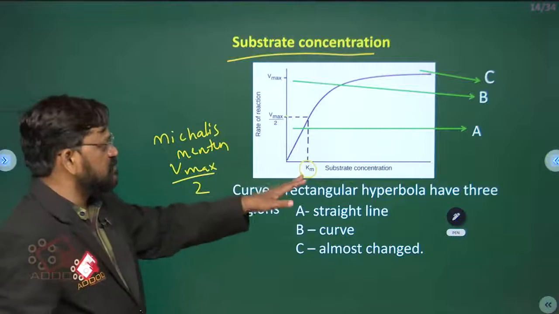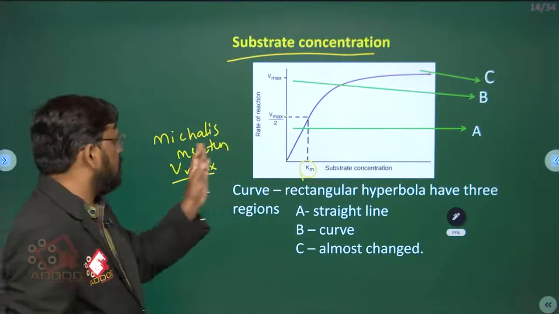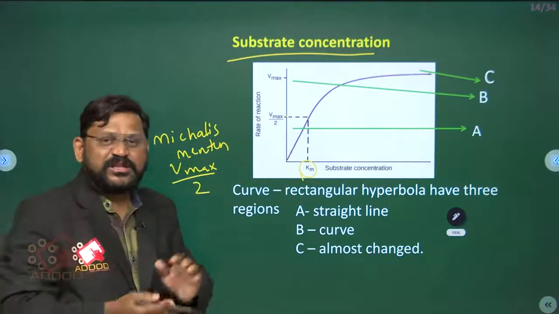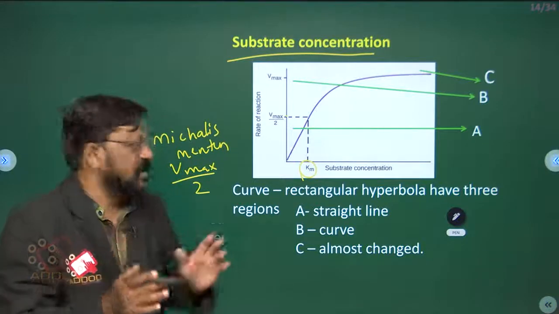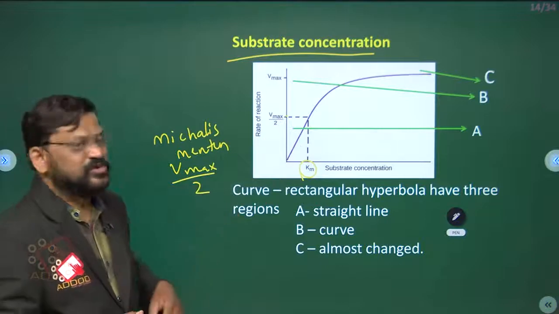Means what is Vmax by 2, what is Km value, and what is the Michaelis Menten constant? It means the substrate concentration required to cause half of the reaction, which is called Vmax by 2.